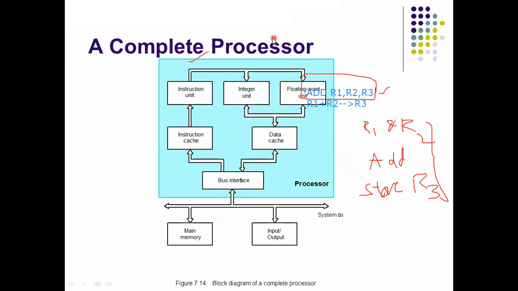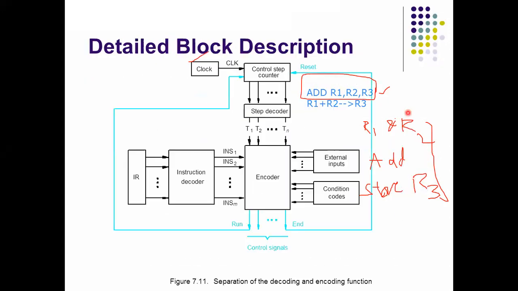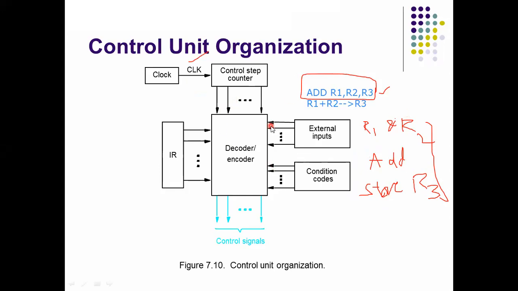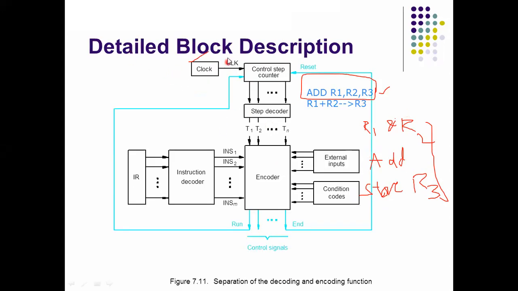Okay, totally this is a complete processor we are using in this hardwired control unit. Okay, ma? So all of you practice these diagrams. These diagrams are very, very important. Okay, so control unit organization. This is the detailed block diagram.